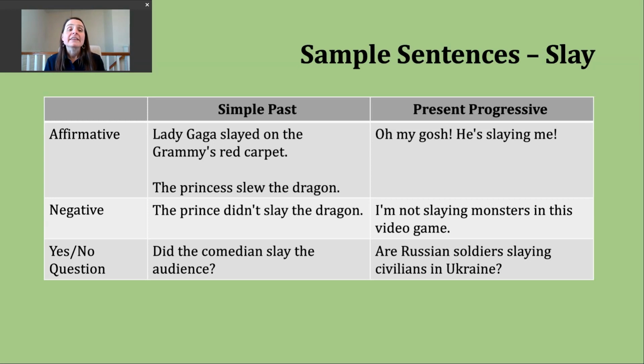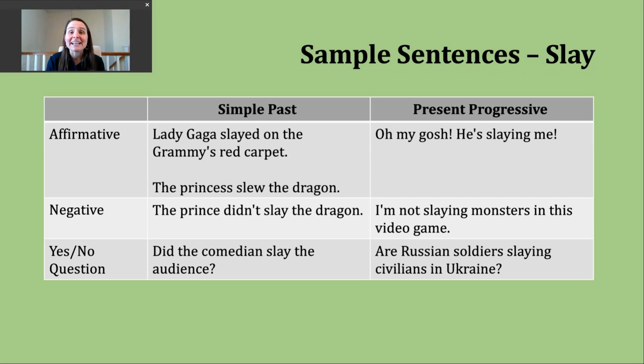Okay. Let's look at making negative simple past tense sentences. So to do this, our structure here is going to be did, not, and then the base verb. And this structure is going to apply no matter what our meaning is. So whether we mean impress or kill, this structure will stay the same. So an example here, the prince didn't slay the dragon, right? We just said the princess did it.